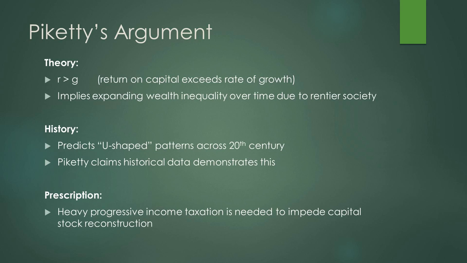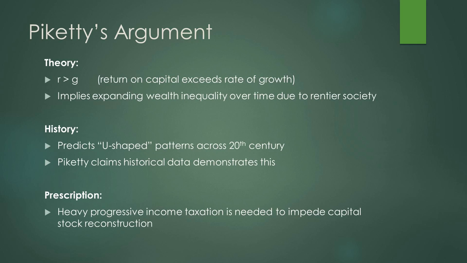The general overview of the book is its theory, and many of you may have seen this famous equation. It's r > g. It's basically a way of saying that he expects that in a capitalist economy, the return on capital, basically investments, will exceed the rate of growth of the economy over time. And when that happens, it creates a situation that will lead to upward expanding wealth inequality.